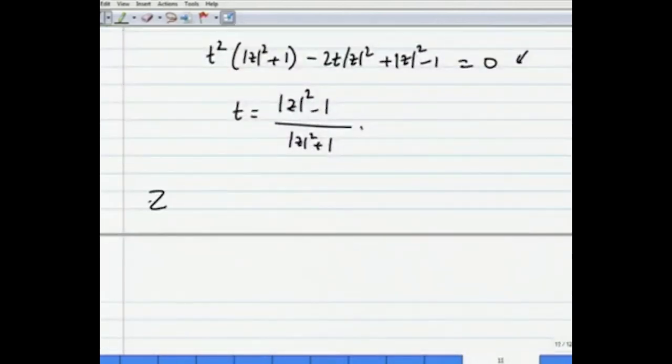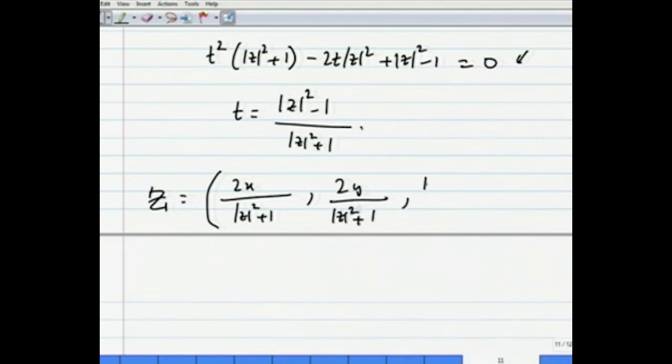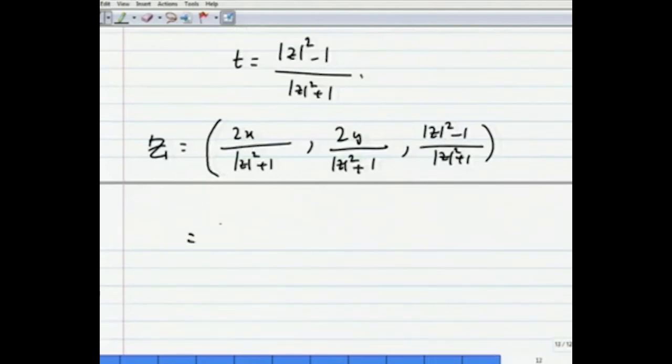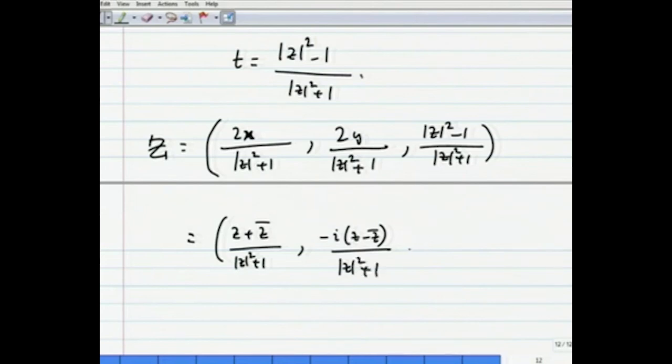So, substituting t in this point capital Z, we get the following. Capital Z is equal to 2 x by modulus of z squared plus 1 comma 2 y by modulus of z squared plus 1 comma modulus of z squared minus 1 by modulus of z squared plus 1. And if we want to write this completely in terms of the complex number z, we will remove the appearance of x and y. So, this is z plus z bar by modulus of z squared plus 1. Z bar represents the conjugate of z, and then minus i times z minus z bar by modulus of z squared plus 1. And then this is modulus of z squared minus 1 by modulus of z squared plus 1.